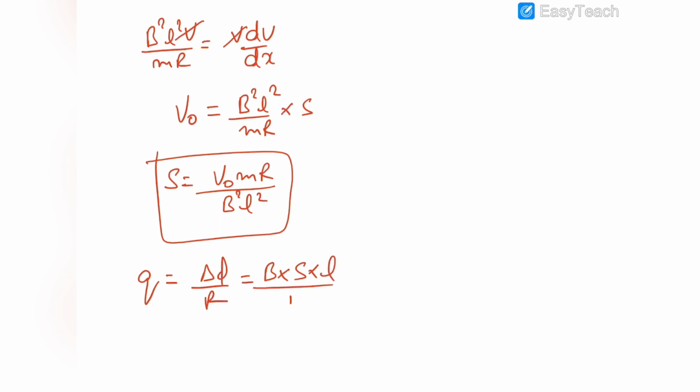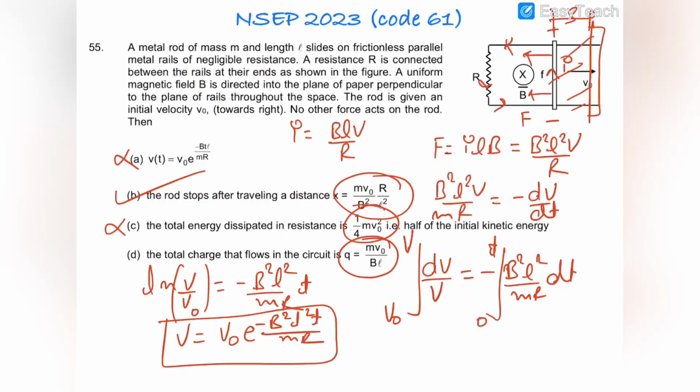and therefore the change in flux would be B into S into L divided by R. Now B L by R and S we know as V naught M R by B square L square. So cancelling this BL with BL and R with R, so this is M V naught by BL. So the correct answer is D. So the correct answers are B and D. Now we move on to the next question.